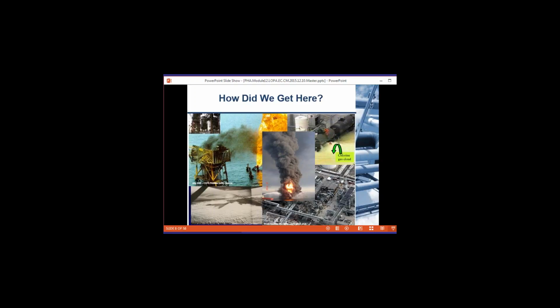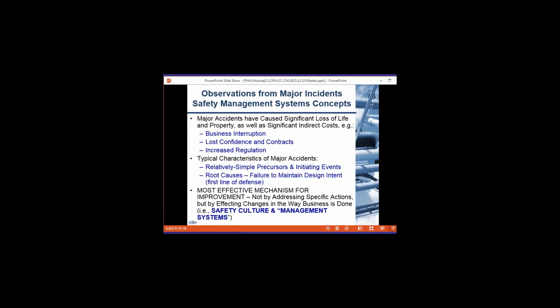When you look at all these tragedies, there's a fundamental core of management system failures that have resulted in failure of the safety mechanism, or basically setting it up so that you're running outside your safety margin, which actually causes the accidents. When you look at the core issues, the root causes, they're usually relatively simple precursors and initiating events, and it's usually a failure to maintain the design intent.